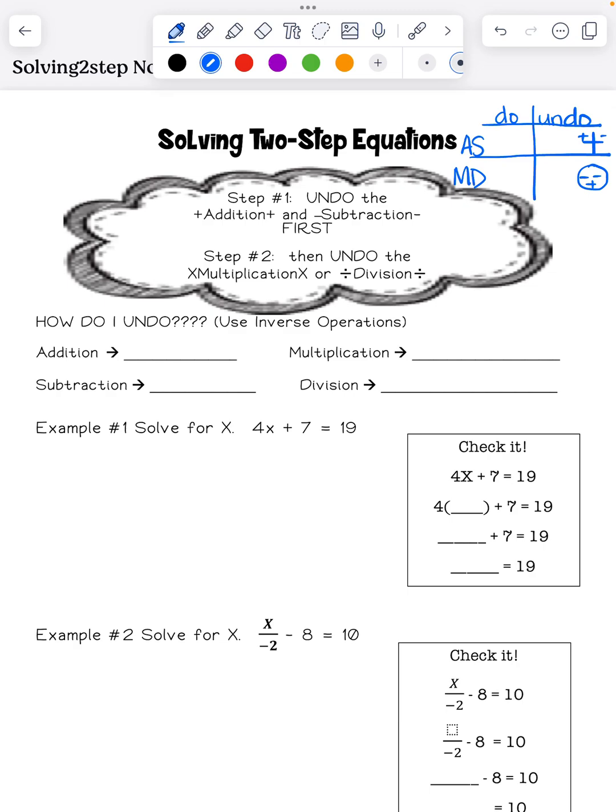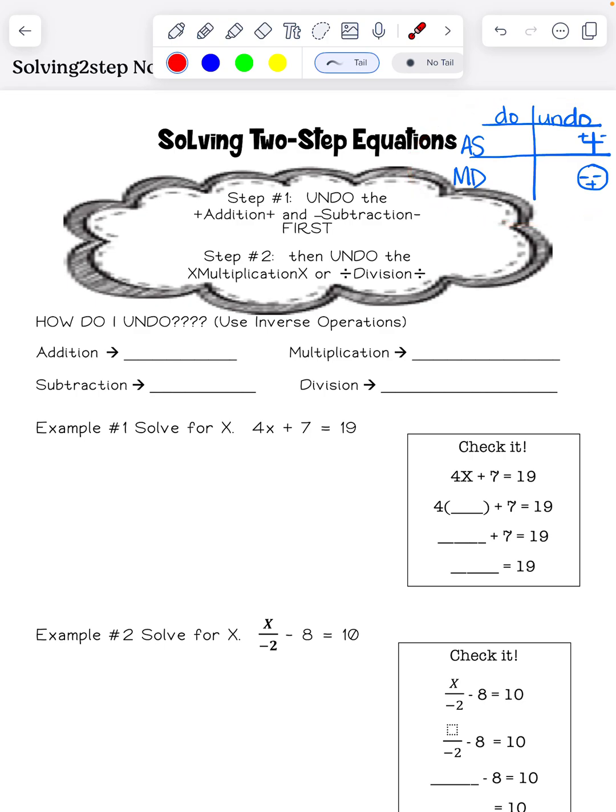All right, beautiful people. So yesterday you reviewed solving one-step equations with Miss Cups, and she decided to add a do-undo chart. And so that's going to be really important for us as we move into the 7th grade two-step equations. So now we're working on two-step equations. And you'll notice that I've created a do-undo chart here that I'd like you to copy. And we're going to add some things.